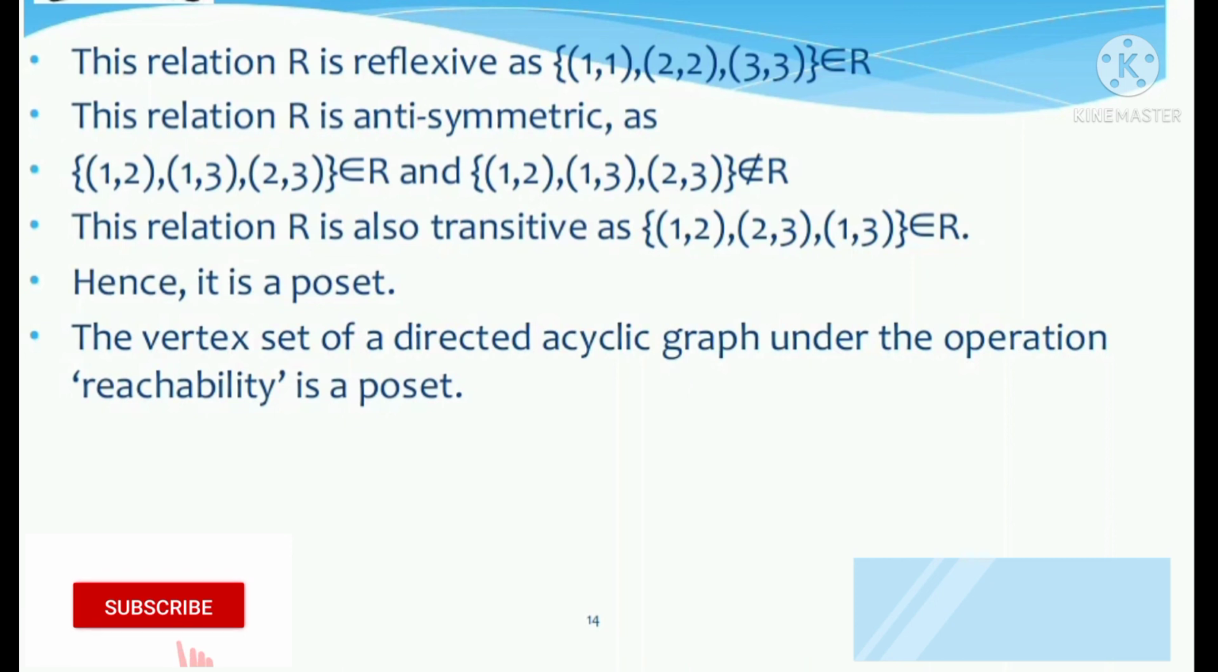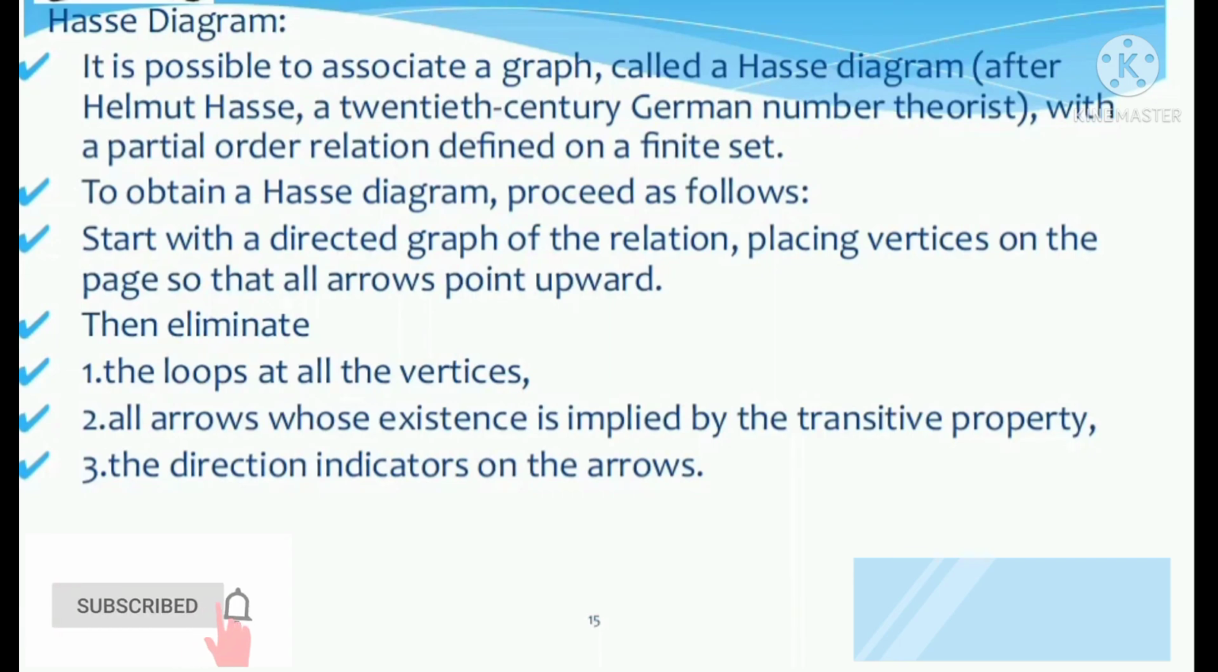So the vertex set of a directed acyclic graph under the operation is a Poset. Next, the Hasse diagram. It is possible to associate a graph called a Hasse diagram with a partial order relation defined on a finite set. To obtain a Hasse diagram, proceed as follows. First, start with a directed graph of the relation, placing vertices on the page so that all arrows point upward.